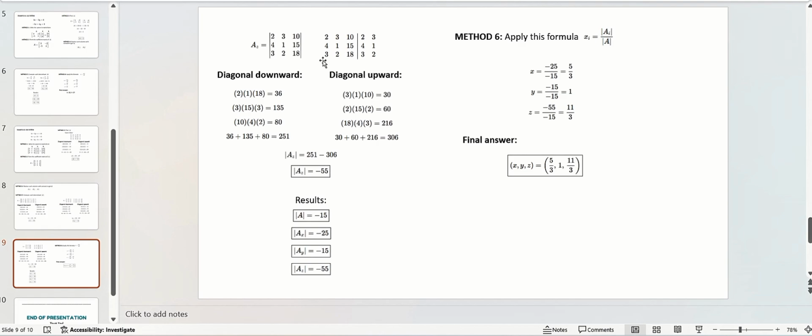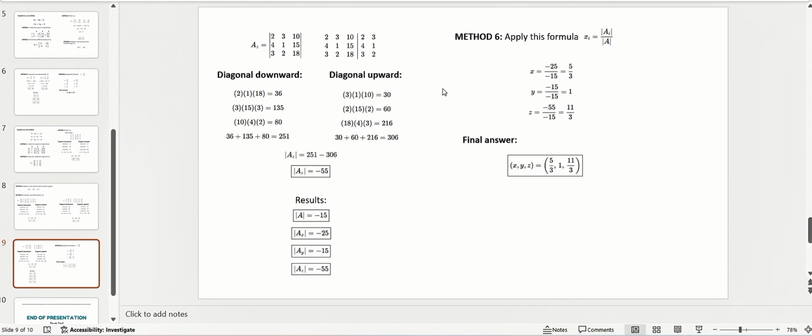And then, diagonal upward na po. 3 times 1 times 10 equals 30. 2 times 15 times 2 equals 60. And 18 times 4 times 3 is equal to 216. And then, atong i-subtract ng duha. 251 minus 306 is equal to negative 55. So, mao ni atong value sa determinant of A sub z. So, mao ni atong results.